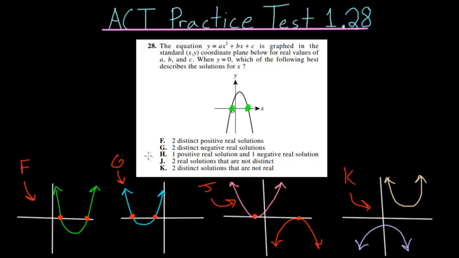And I left out H because H is our answer for this problem. Since notice, we have two distinct solutions since they're not the same solution, and one is positive and one is negative. So choice letter H is our final answer.